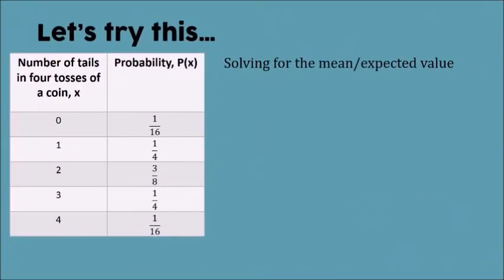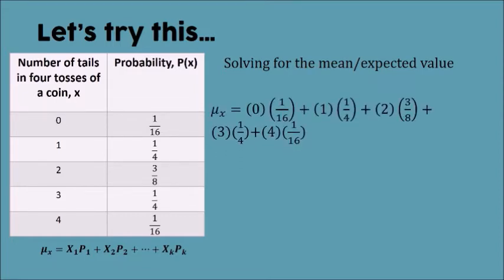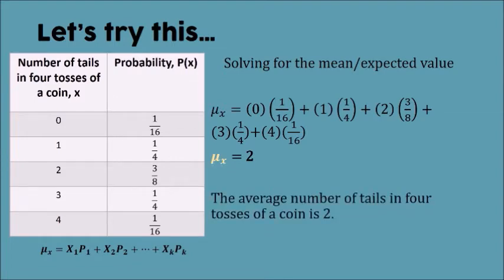Solving for the mean. This is really easy. You just need to substitute the values into the formula as what we have learned earlier. So 0 times 1 over 16 plus 1 times 1/4 plus 2 times 2/8 plus 3 times 1/4 plus 4 times 1 over 16. The mean is equal to 2, which means the average number of tails in 4 tosses of a coin is 2.